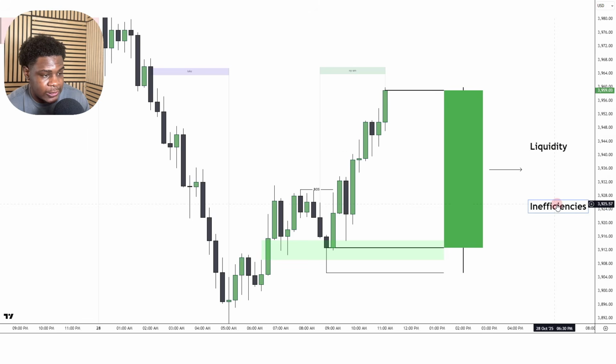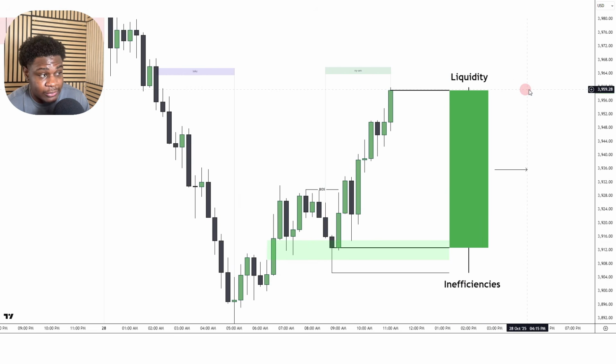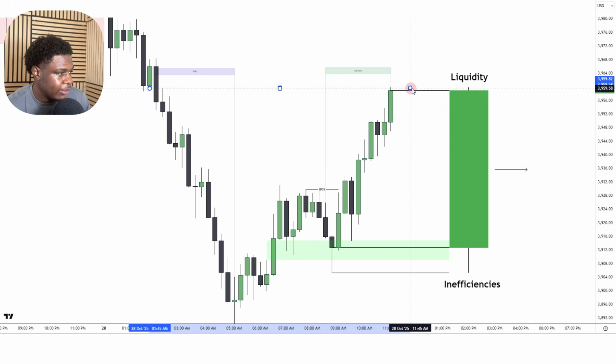We will be targeting levels of liquidity or opposing levels of inefficiencies. Take note of a couple of things. First thing that I can take note of is this unmitigated fair value gap right here. Very tiny fair value gap right there, which you can clearly see price comes back into perfectly. Very tiny unmitigated fair value gap right there, which you can clearly see price comes back up into as well, as we have multiple highs.